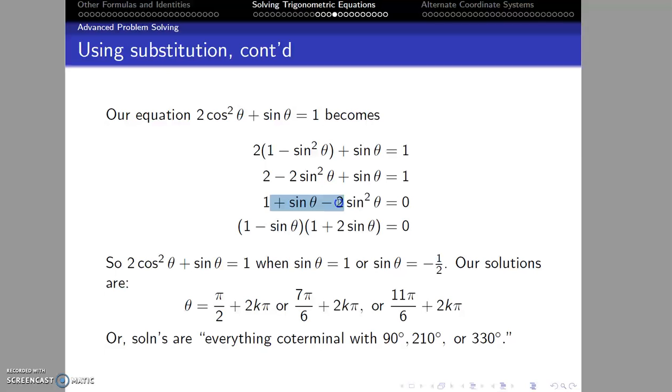Right, because we factor this out, we're asking ourselves what multiplies to negative 2 and adds to 1. And that would be negative 1, positive 2. And then we have solutions whenever sine of theta is 1, and solutions whenever sine of theta is negative 1/2. Sine of theta equals 1 only at one place, at pi over 2. Sine of theta is equal to negative 1/2 in two places, 7 pi over 6 and 11 pi over 6. And so everything coterminal with that is all of the solutions.